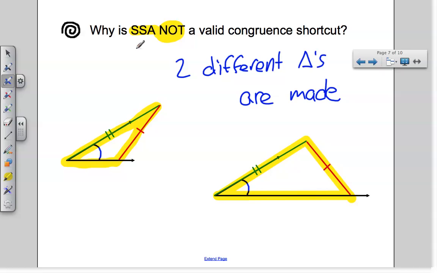Because it's the naughty shortcut. It's a naughty word if you spell it the other way. But yes, two different triangles can be made because the angle's not between the sides. You can put the side inward towards the angle or outwards with that extended ray.